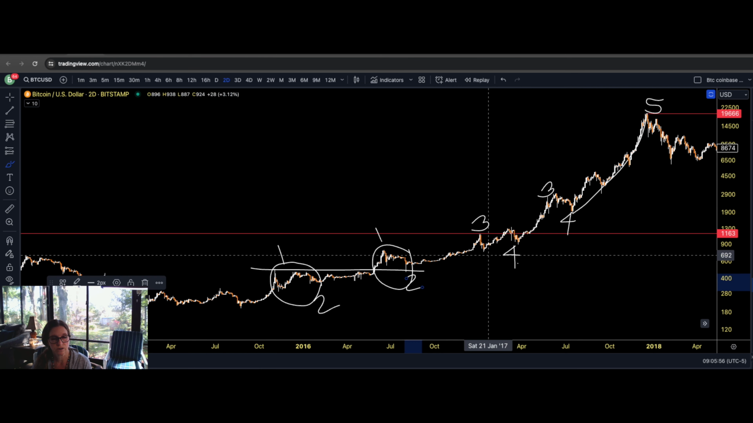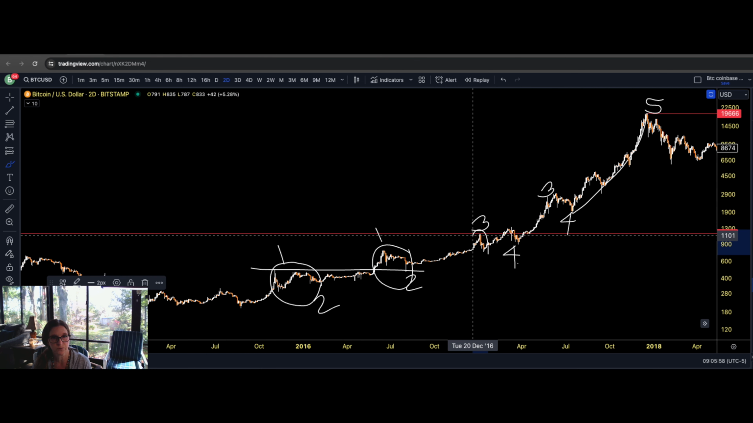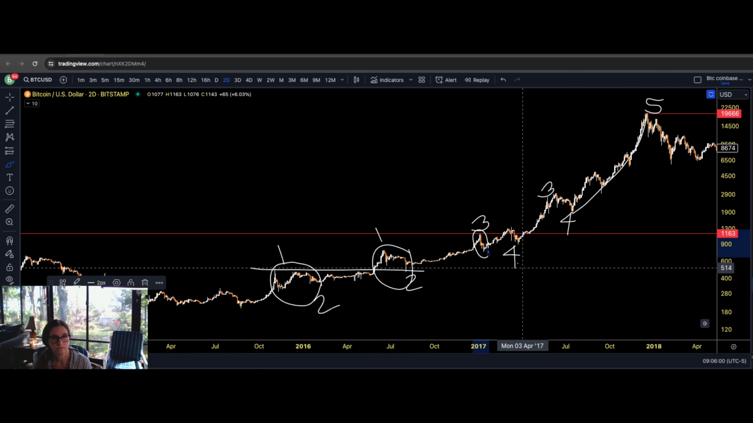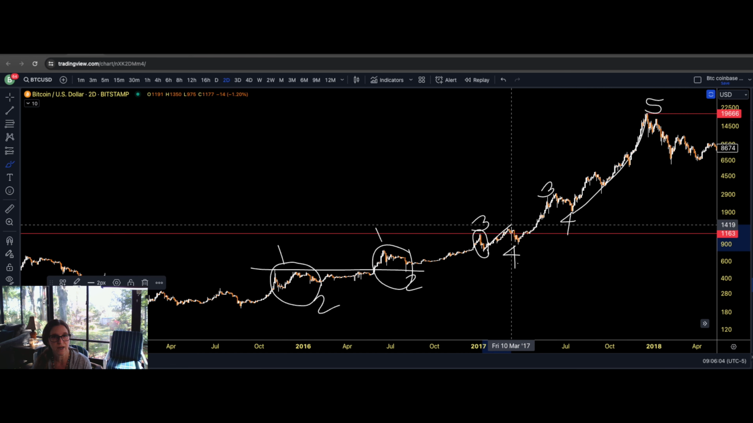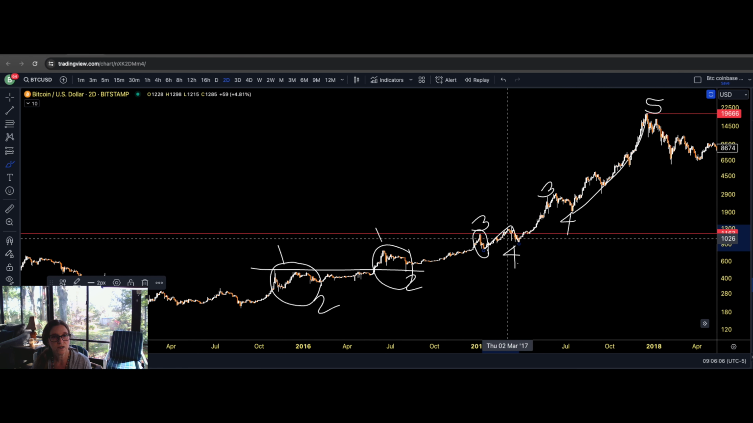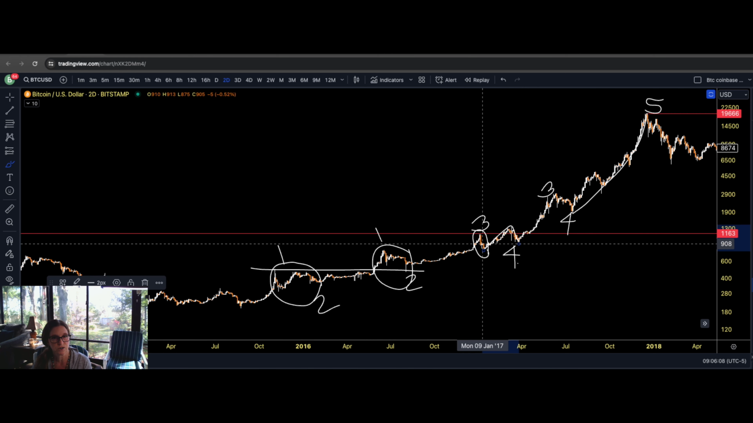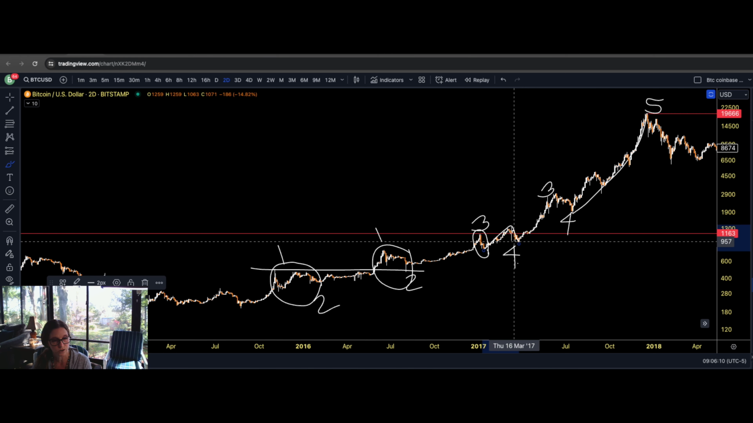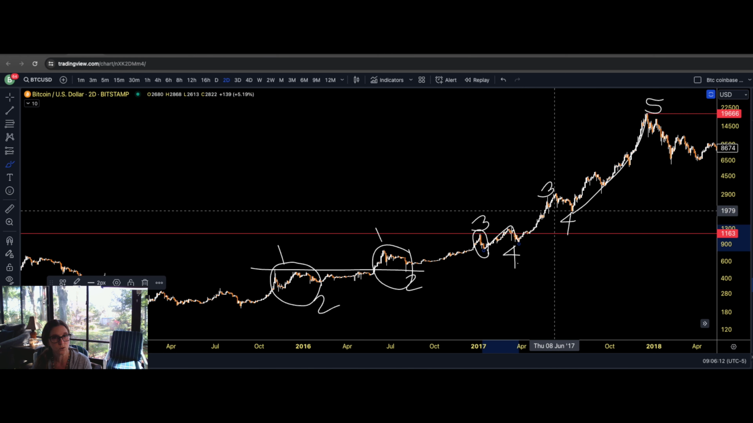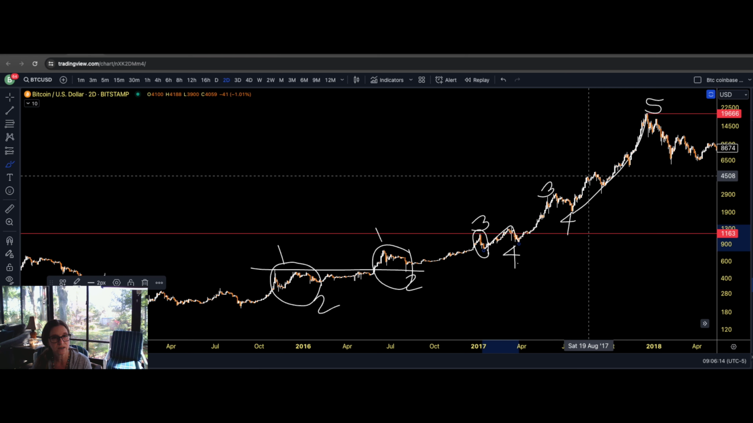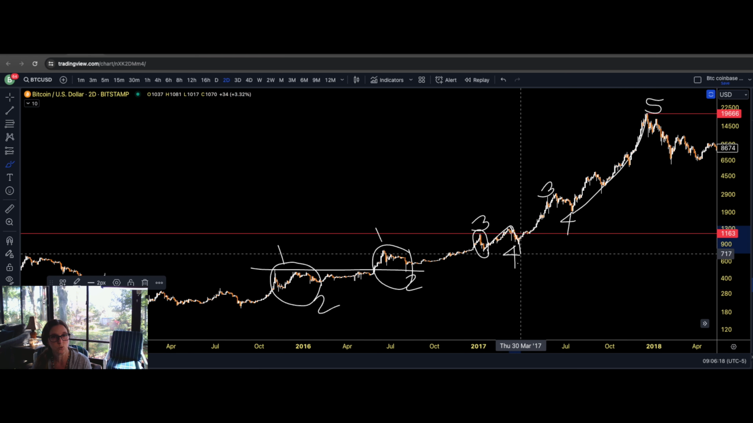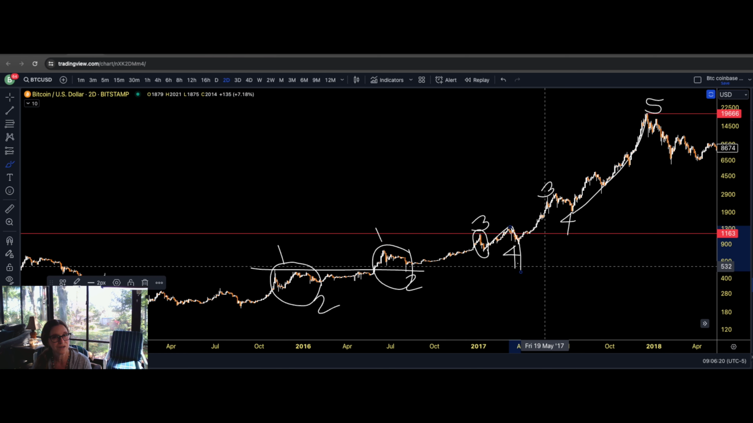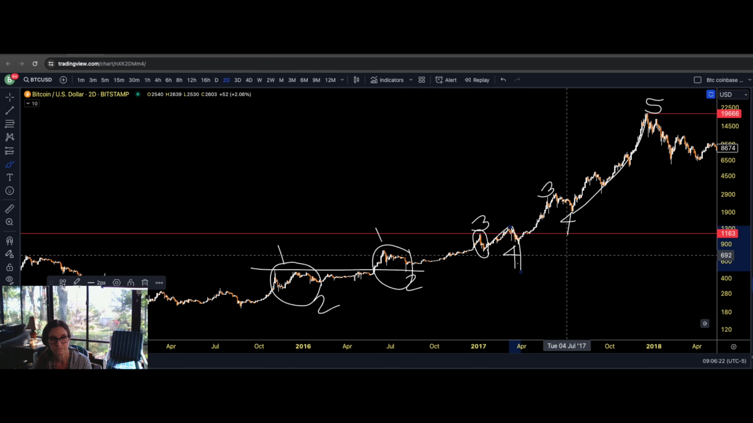Notice the reaction that we had off of the prior all-time high. Bitcoin then overtook that reaction and made a higher low. These are the type of corrections we should expect going forward in this bull run. Higher highs and higher lows. Don't expect a deep pullback because it more than likely will not happen.